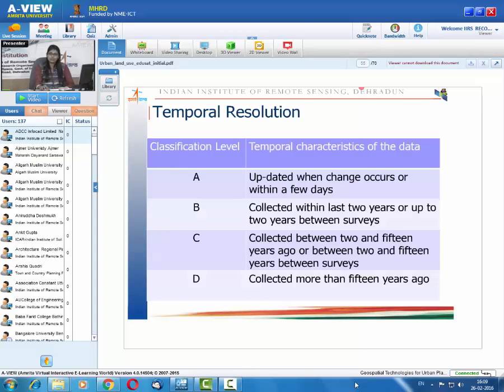So within temporal resolution, we have the classification levels A, B, C and D. A is updated when change occurs within a few days. Within 2 years is B. Within 2 to 15 years, C, and collected more than 15 years ago, it becomes D. So we can use C or D for our urban sprawl mapping.